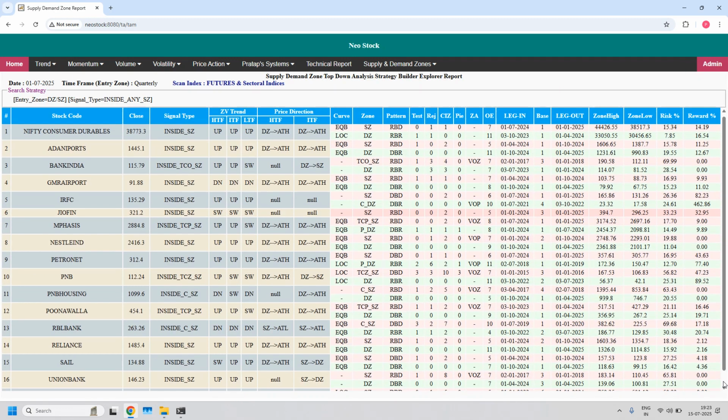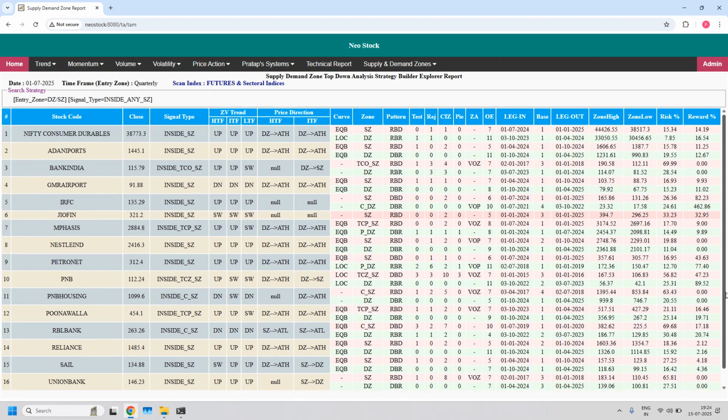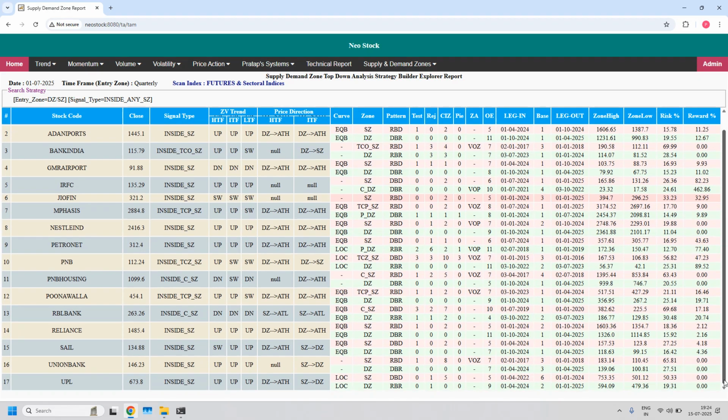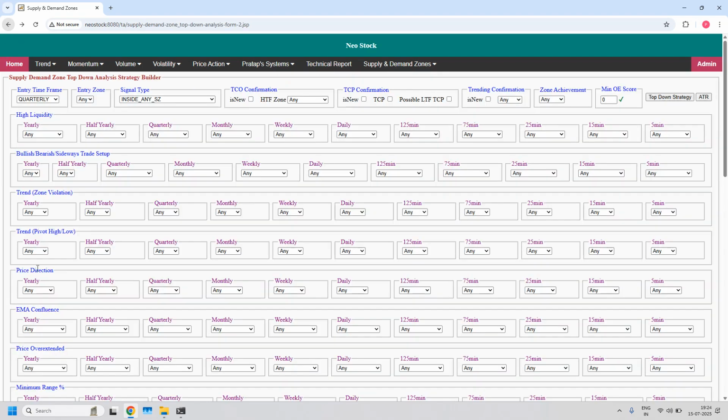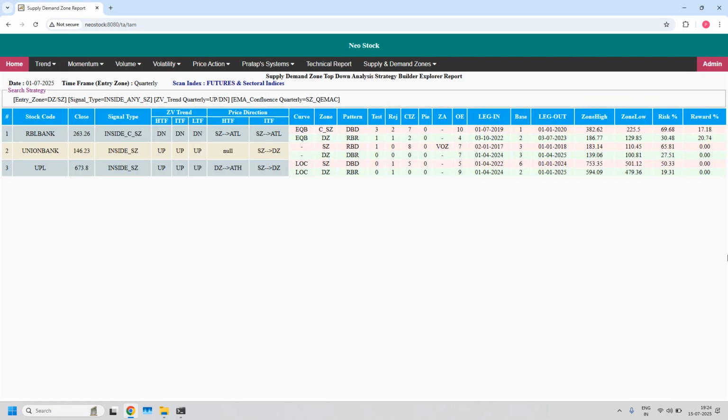We got 17 stocks. First 16 stocks in the list. Scrolling the list down, total 17. We can further filter based on quarterly supply zone having quarterly EMA confluence. And also trend on the quarterly should not be sideways. So we got 3 stocks.